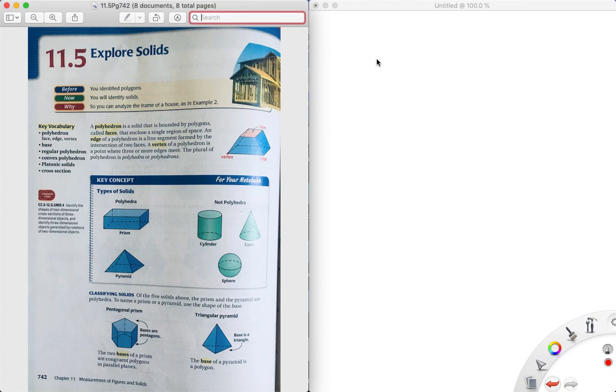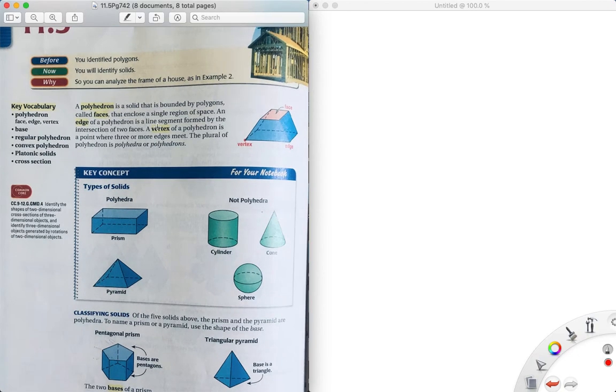Okay, so this is chapter 11, section 5, exploring solids. It's going to be a pretty quick section. It's very definition heavy, not a lot of mathematics really involved. They start off by talking about a polyhedron, and a polyhedron is a solid, a three-dimensional figure.